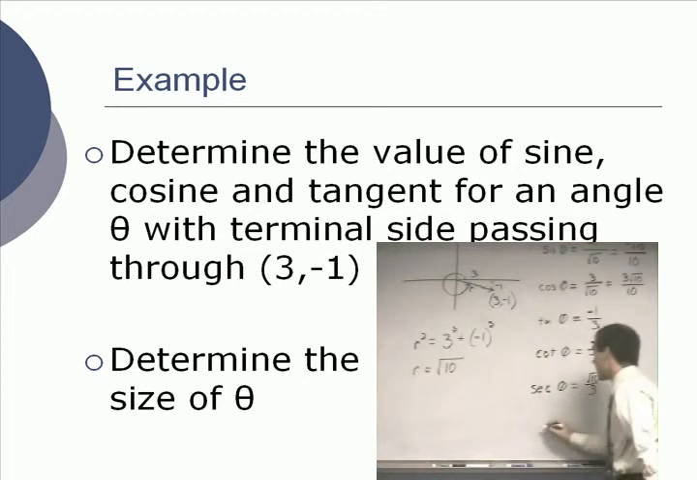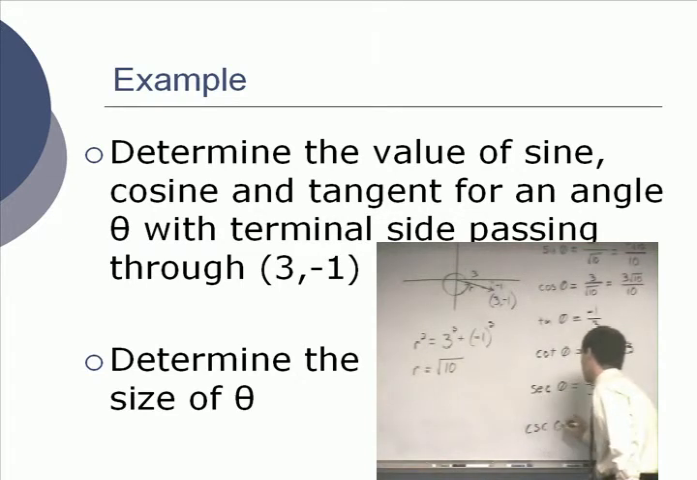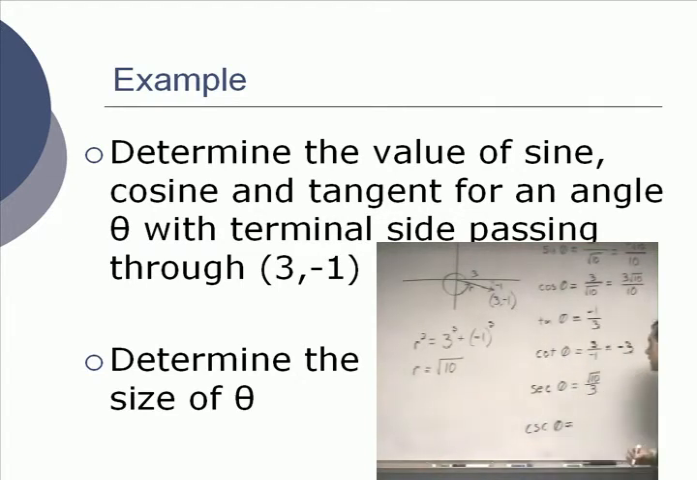And finally, cosecant of theta is going to be the reciprocal of sine, square root of 10 over negative 1, or in other words, negative root 10. Okay, we found all 6 trig functions. Last thing we should do is find out what the angle theta there is.